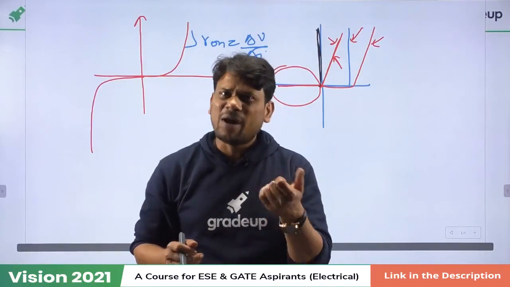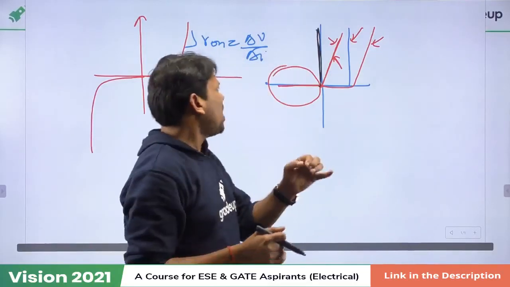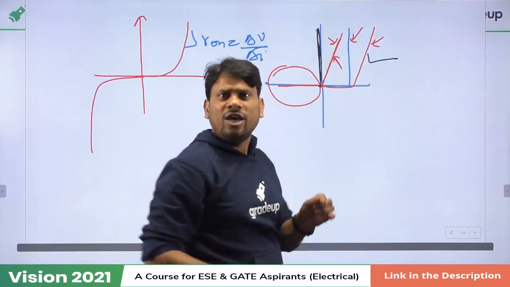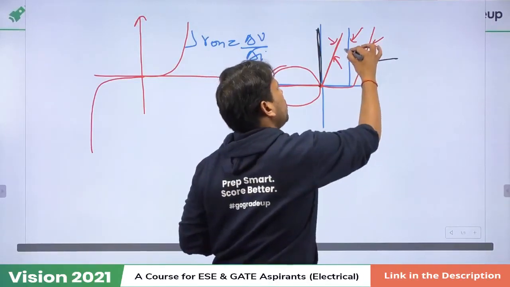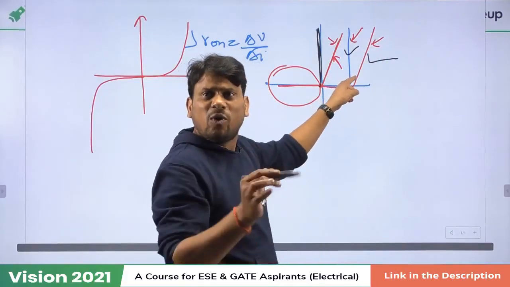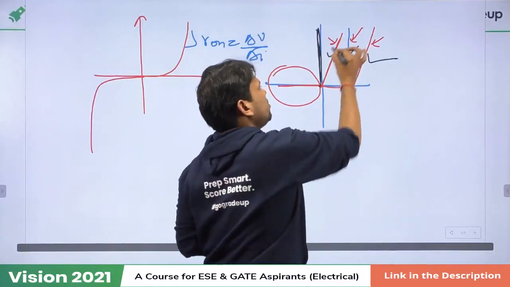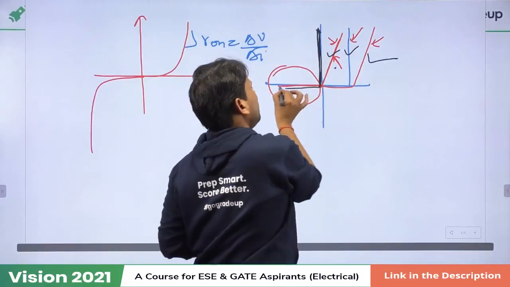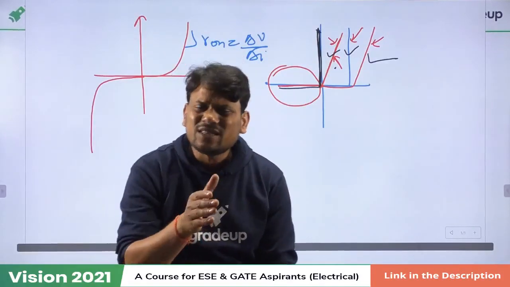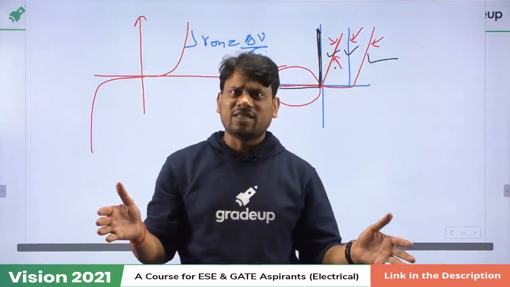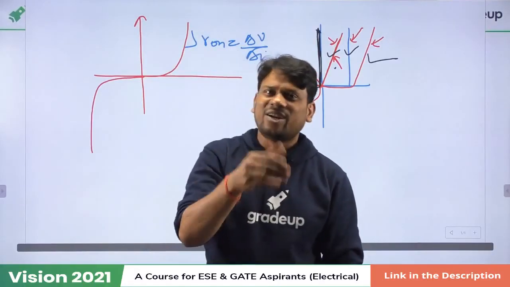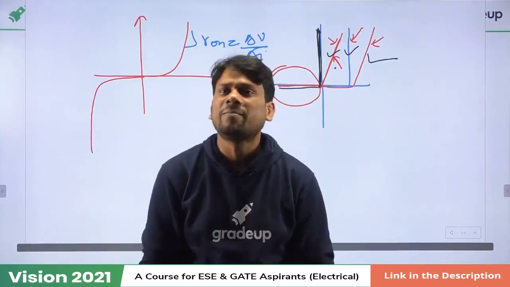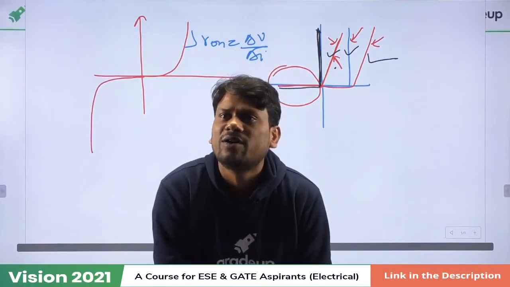That means V gamma and R on. If V gamma and R on are both present, we have to consider this characteristic. If only V gamma is present, we consider this one. If only R on is present, we consider this one. If both are 0, then this is our ideal characteristic. So these characteristics are not continuous. Please mind it, these are piecewise linear characteristics. Okay, I'm going to take another doubt.